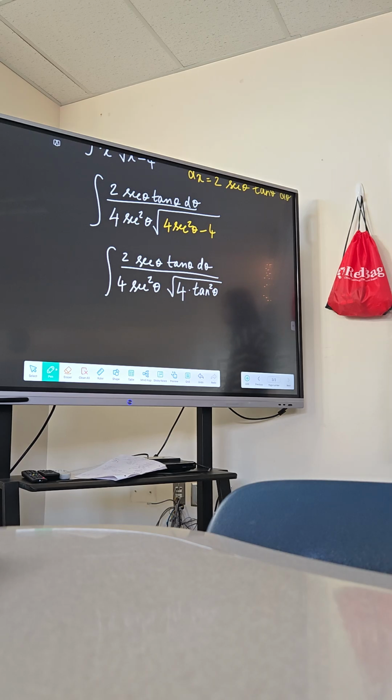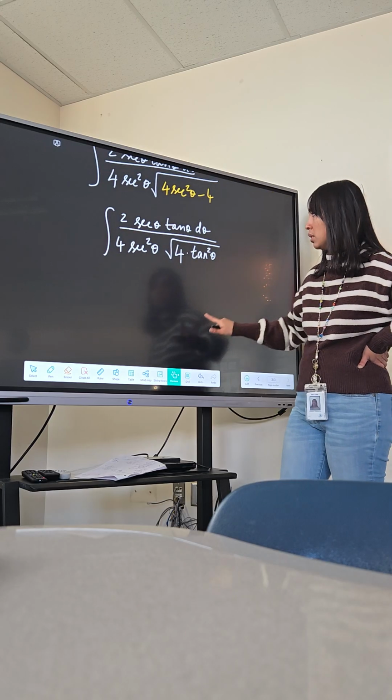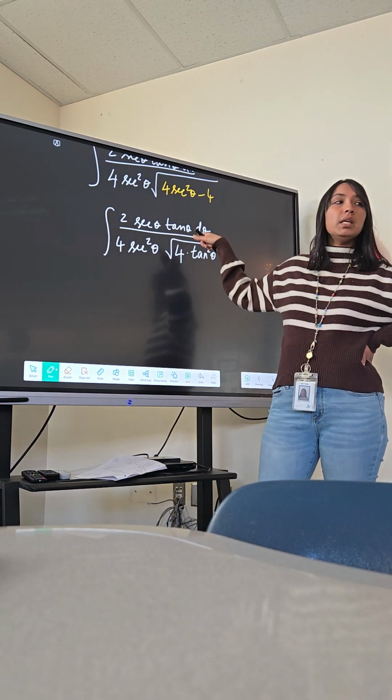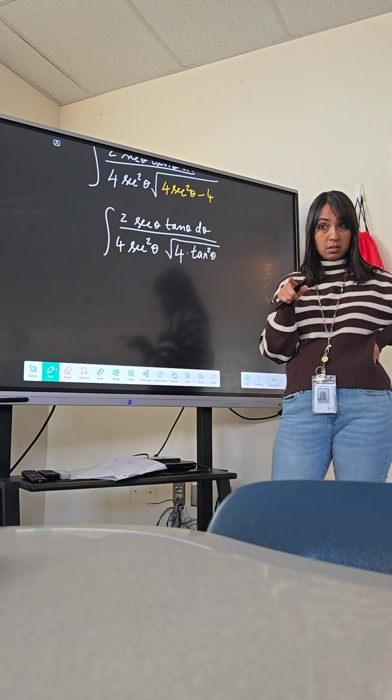You factored out the 4, so that gave us secant squared theta minus 1, which is tangent squared theta. I'm just writing dx. This is too much. Make sure your d theta is d theta, not in terms of x.